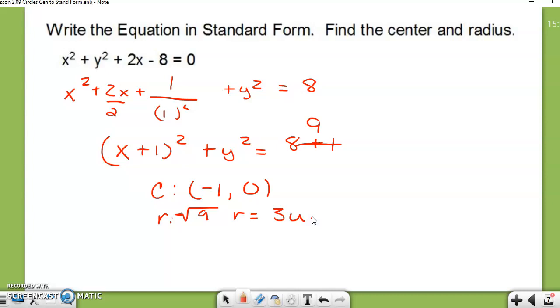All right, guys, that's it. That's the last bit of our information with changing from standard and from general to standard form and finding the center and the radius. In our next lesson, we're just going to be doing a circle review to prepare for our summative.